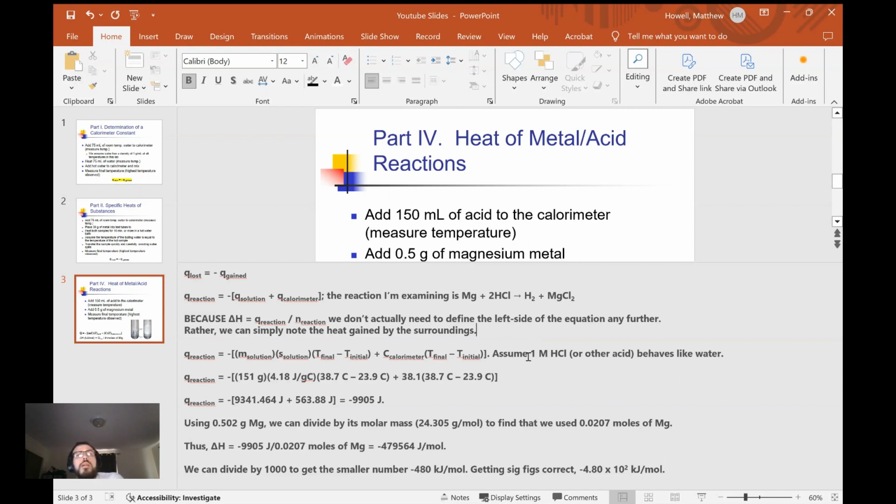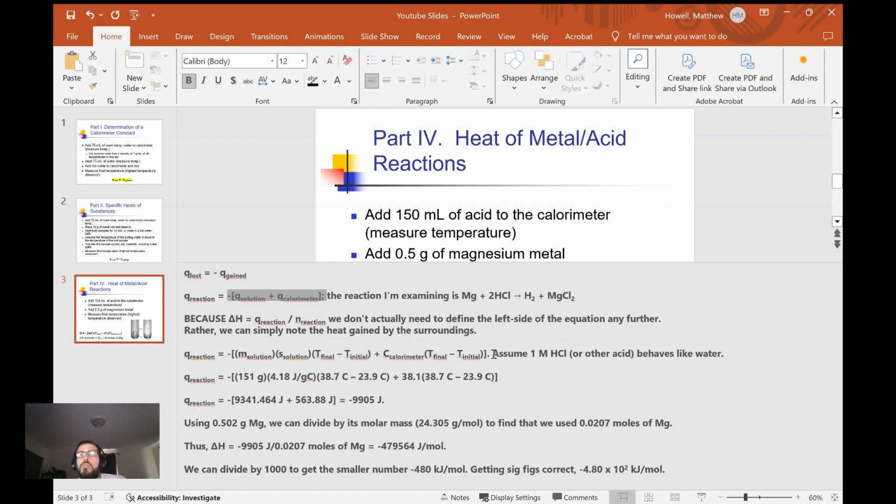Now, this too is a case where we're not replacing the left-hand side with anything else. We're just figuring out the right-hand side and noting that it gives us the heat gained by the surroundings, and consequently that must be equal and opposite to that which was lost by the reaction, generated during the reaction.